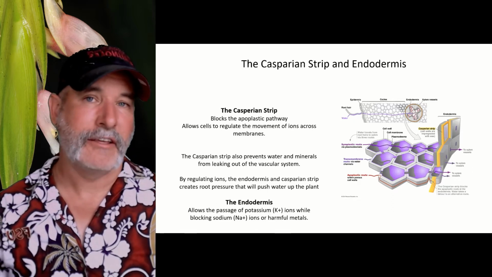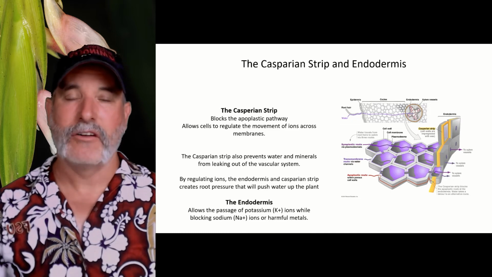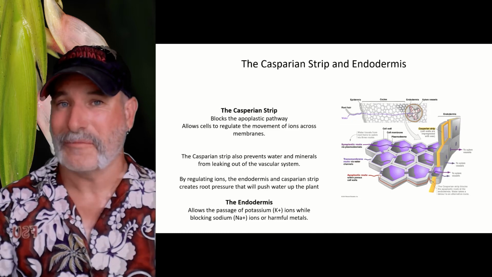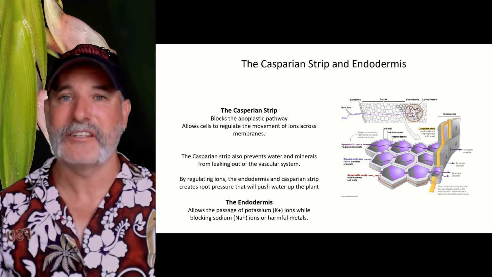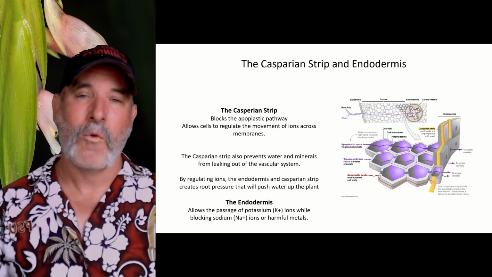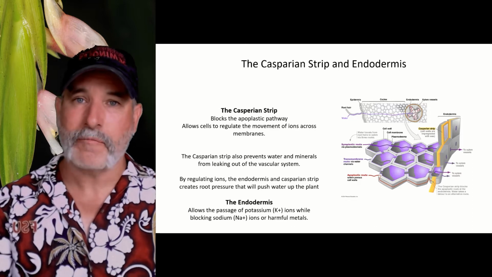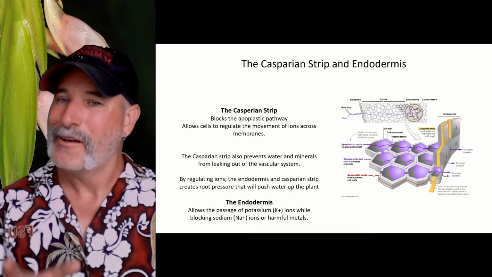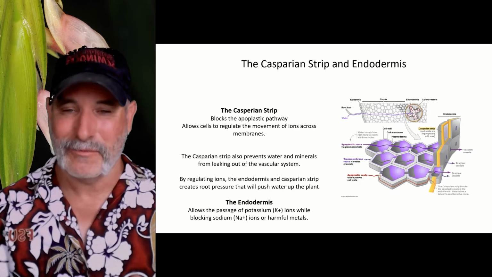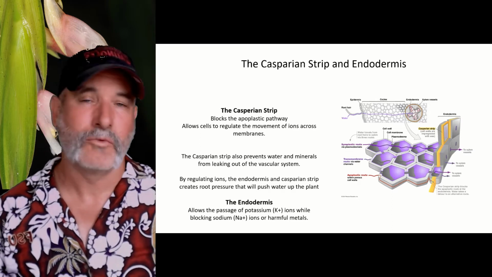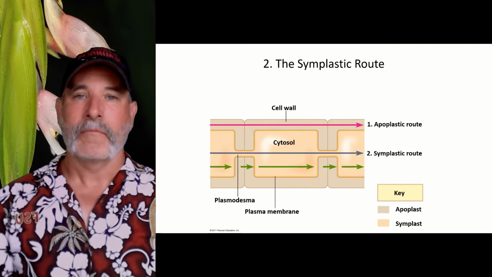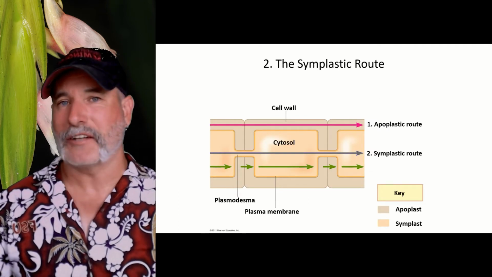And by regulating these ions, they can also create root pressure. They can let potassium and calcium in. And what happens is you're lowering the water potential inside the xylem. Water keeps flowing into the xylem and it'll actually push it up. It creates root pressure.